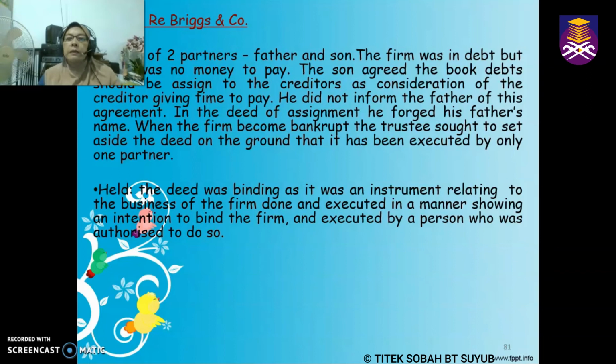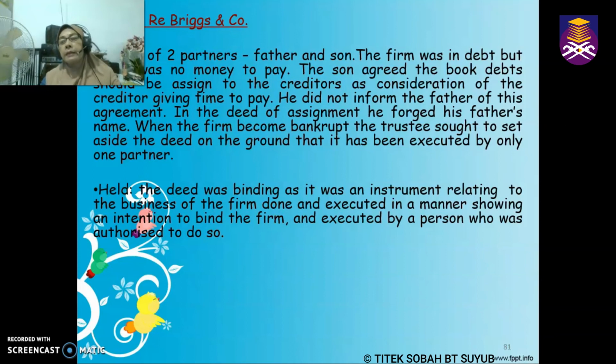Now the trustee was not happy with this, and they wanted to set aside the said deed of assignment because it had been executed only by one partner, since the father's signature had been forged. However, what the court held was that this deed of assignment was binding because it was an instrument relating to the business of the firm, executed in a manner showing intention to bind the firm, and executed by a person who was authorized to do so.